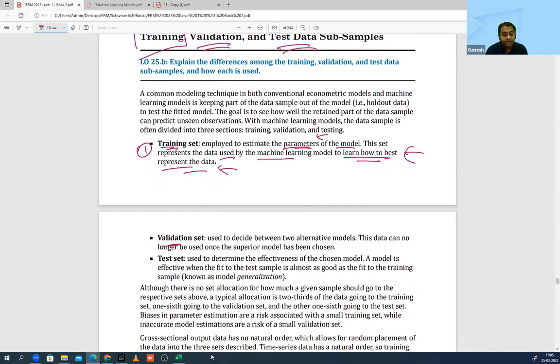Okay, next is validation. Decide between the 2 alternative models. This data can no longer be used once the superior model has been chosen. Now why have they used 2 models? Basically they're saying, if suppose I want to identify who's going to win the next IPL match, I might have created 10 models. Every model is giving an answer. But I will run each of the 10 models on the validation data to check which model is giving me the right answer. So I will choose that model, based on the results from the validation data.